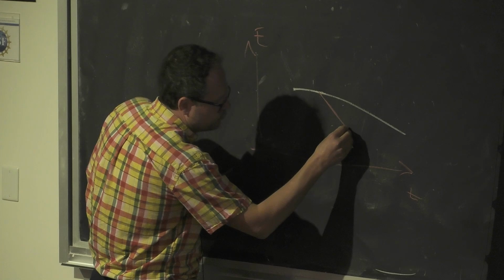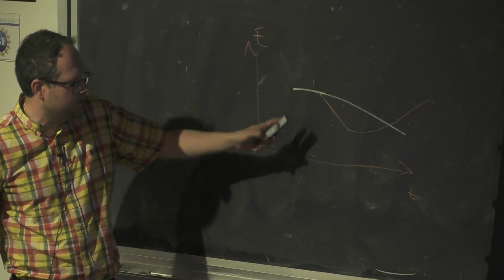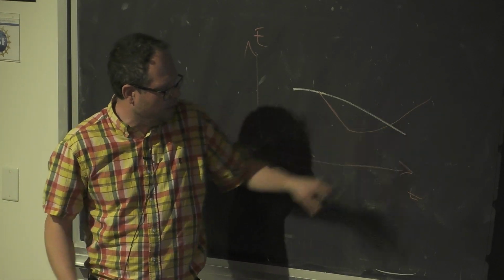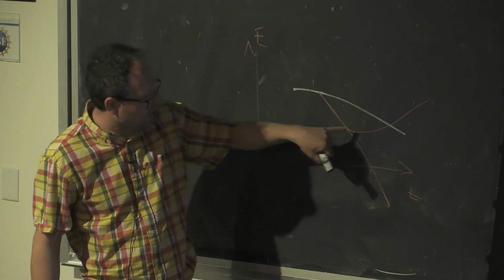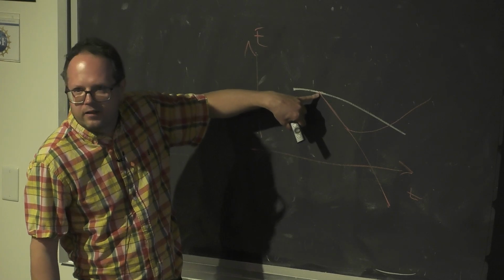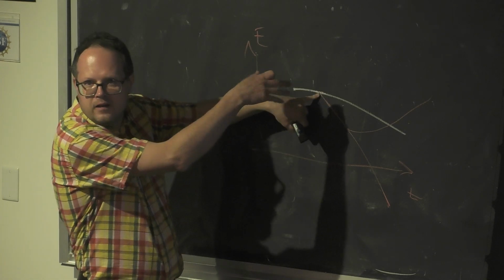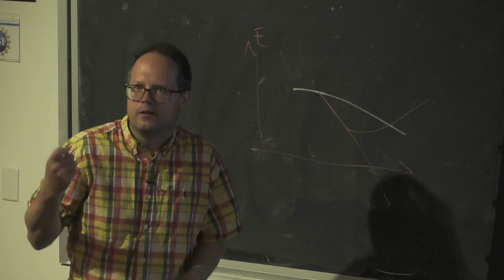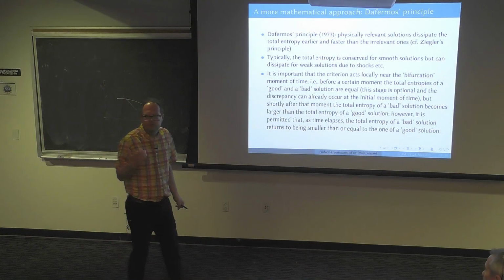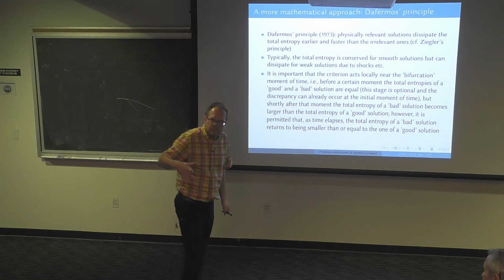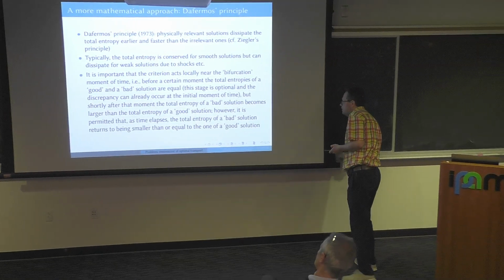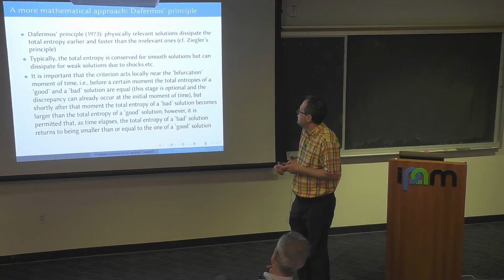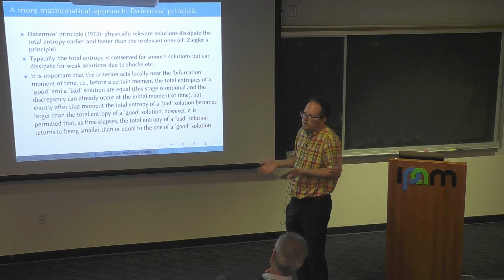But what is local? It is even not prohibited, this is weird, but still it's allowed to go like this. Also you can go like this, it doesn't matter. What matters is that locally, near the bifurcation time, the optimal solution, the best solution, should dissipate the entropy faster than the others. This is the Dafermos principle, and this is in particular for some conservation laws.